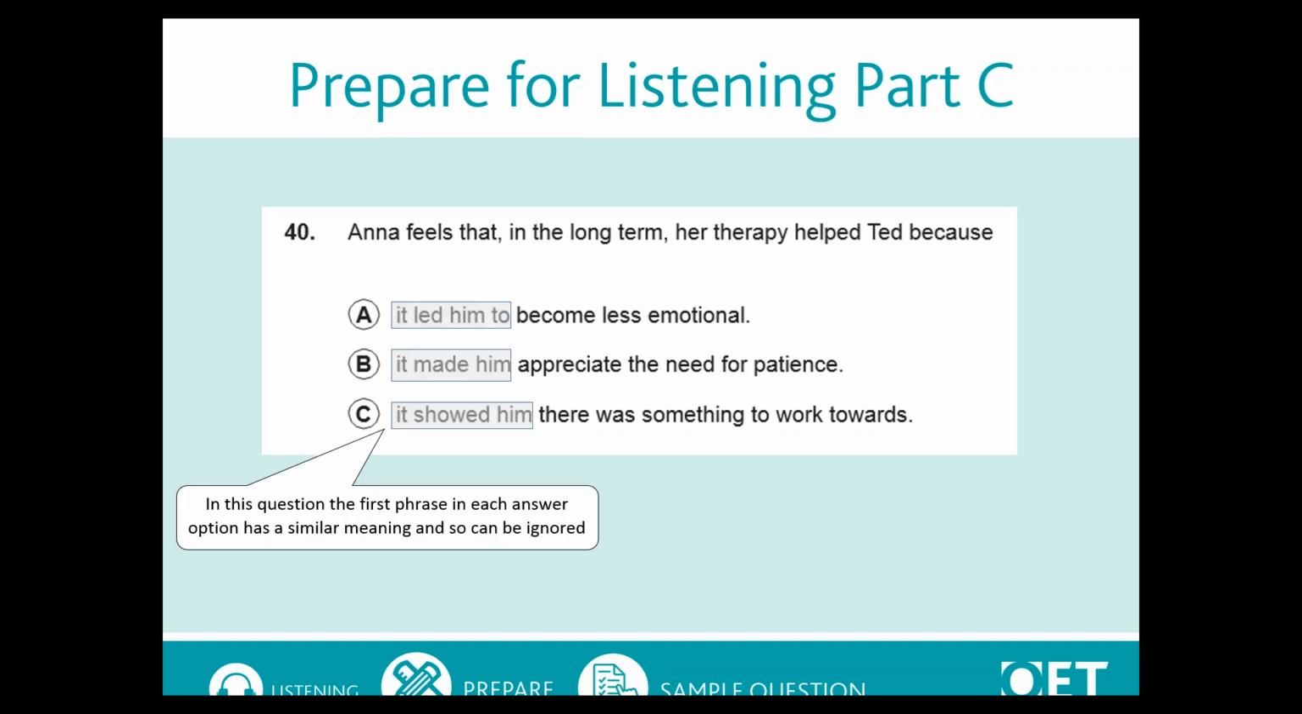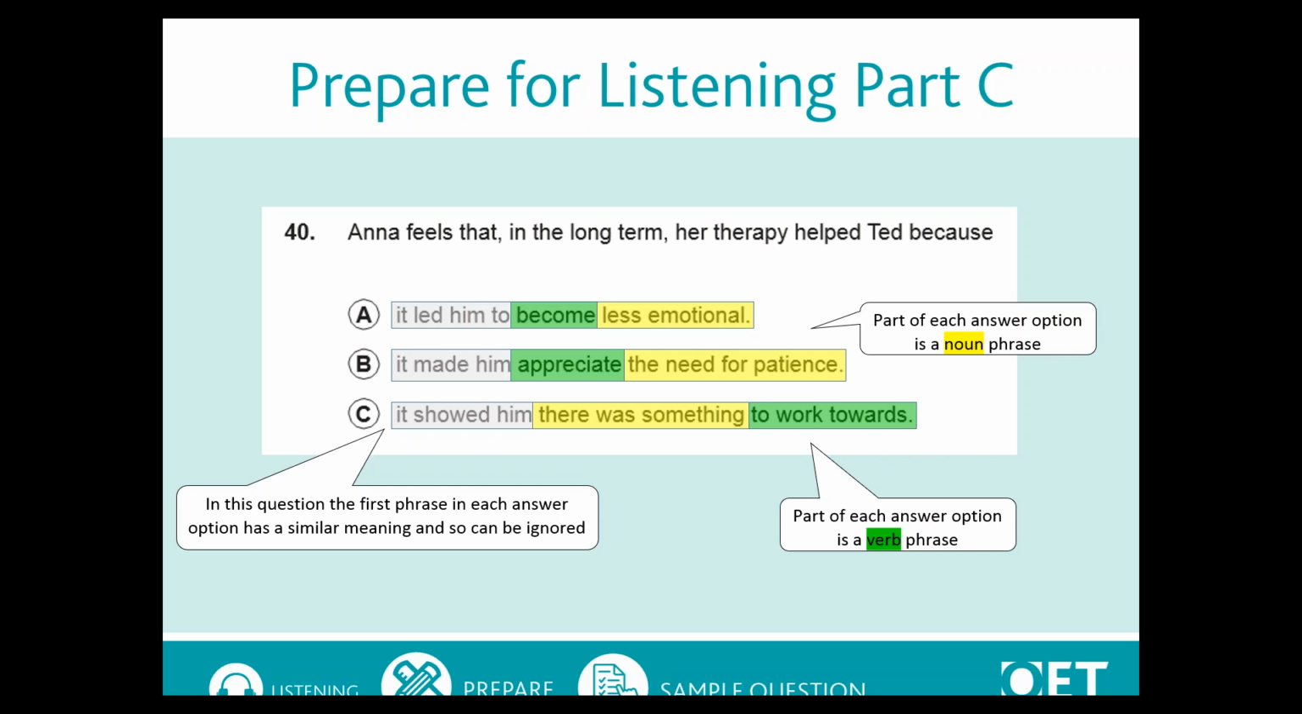In this example, each option starts with a phrase of a similar meaning, so these can be ignored. They will not help you to identify the answer. Similarly, the different phrases in the question identify the differences between each option and will give you valuable clues about what you will hear and need to focus on.